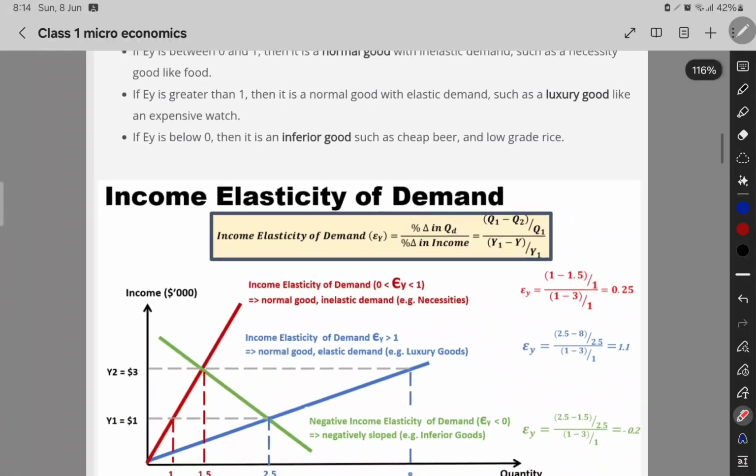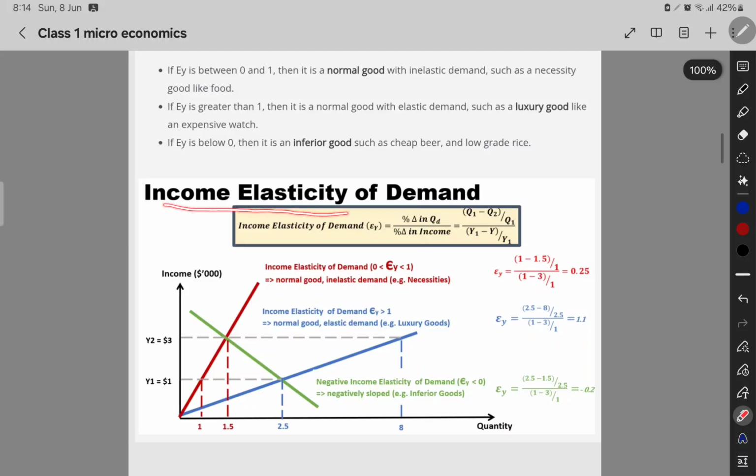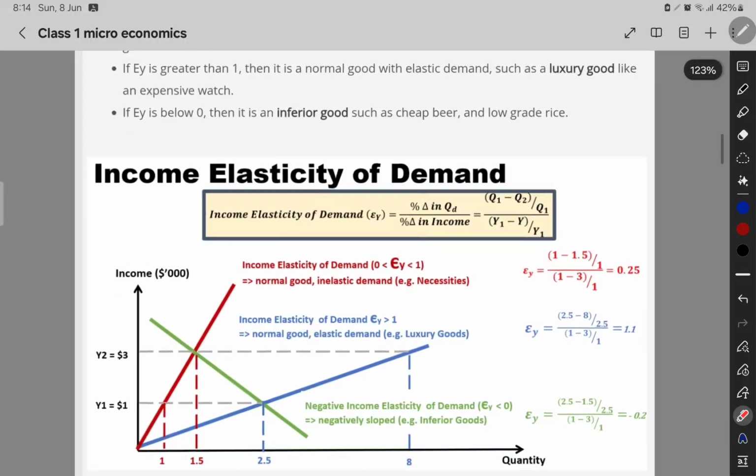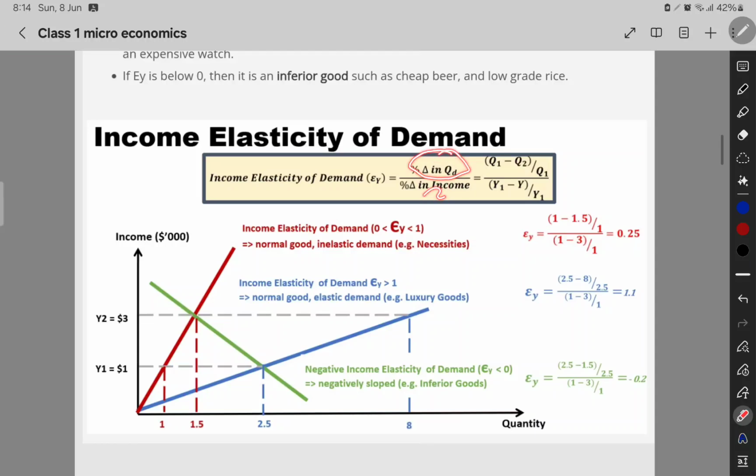Now let us check what is income elasticity of demand. You have studied perfectly elastic, inelastic, relatively elastic, inelastic, unitary elastic. Now let us see what is income elasticity. Income elasticity of demand is the percentage change in quantity demanded with respect to change in income. Till now you were seeing quantity with respect to price, right? So just replace the denominator with the percentage change in income. So income elasticity of demand is the percentage change in quantity demanded with respect to percentage change in income.